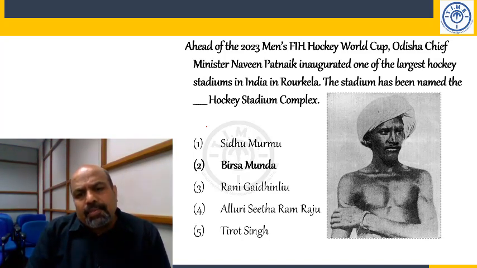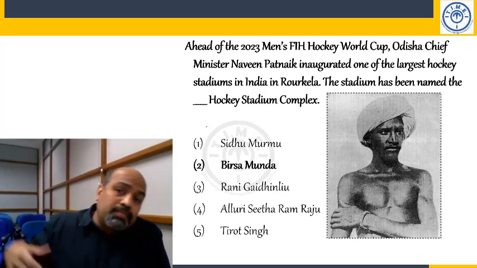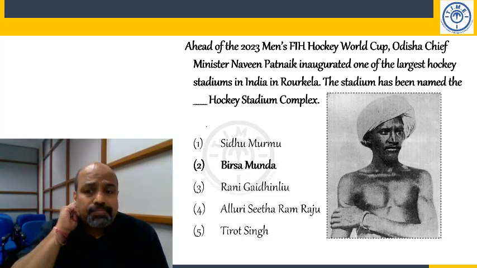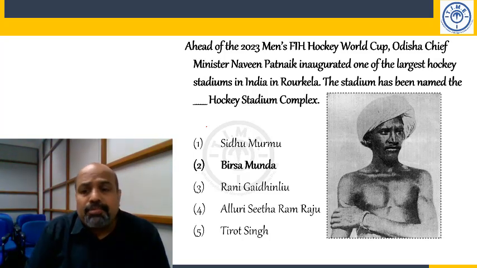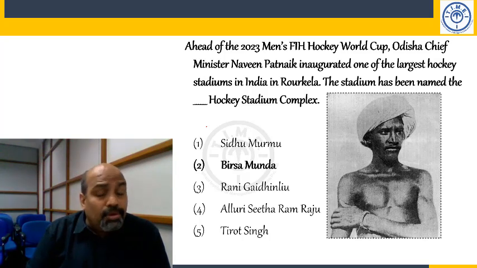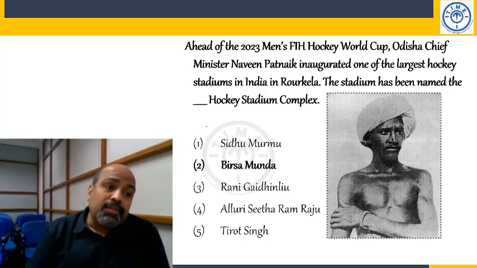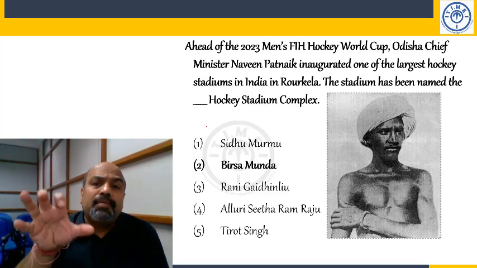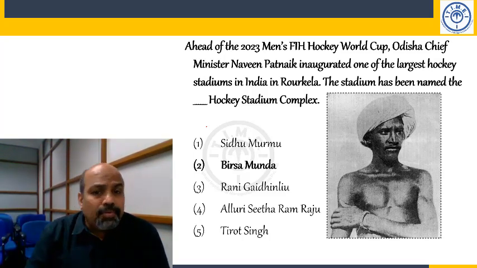He was executed by the British. He launched a movement against the oppression of the missionaries who were bent on converting the local tribals. So Birsa Munda fought against the British, fought against their rule and especially their religion. This is the name of the stadium. Ranchi's airport is also called Birsa Munda International Airport.